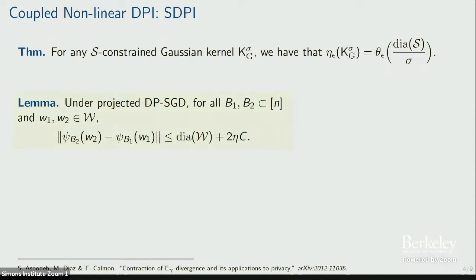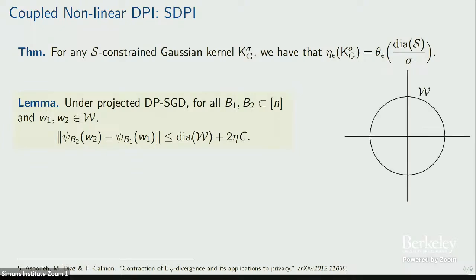So what we are going to do here is, for DP-SGD, the way to compute this is we need to understand what happens after you apply the update function, right? It is not just W, you need to apply the update function. So what we prove is the following simple lemma, and actually it's very easy to see. You have your set W. The worst that could happen is that you start at opposed data points.